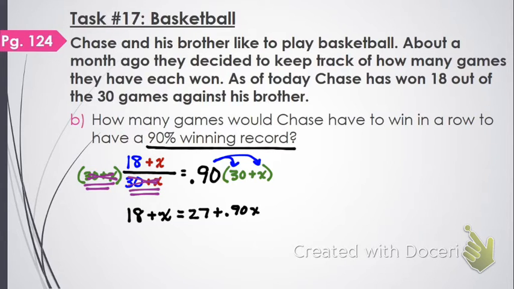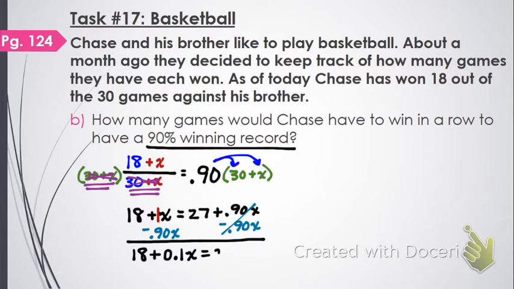If you just did 0.9, that's the same thing, guys. 0.9 and 0.90 is the same. It's like 90 cents. What would I do from here? Subtract what? Yes, let's subtract 0.90x from both sides. What would that give me over on the left then? 0.1x. So I have 18 plus 0.1x, because remember, this is a 1x right here, is equal to 27.